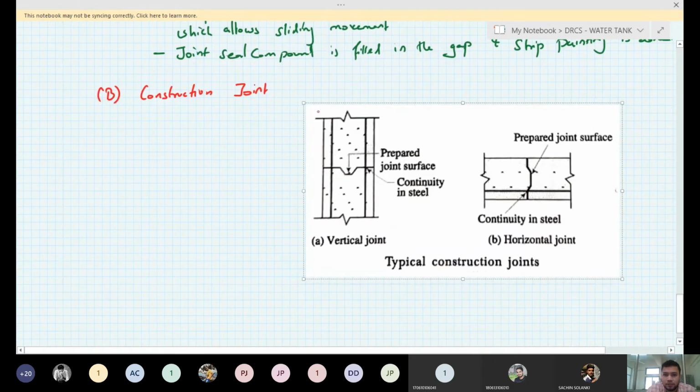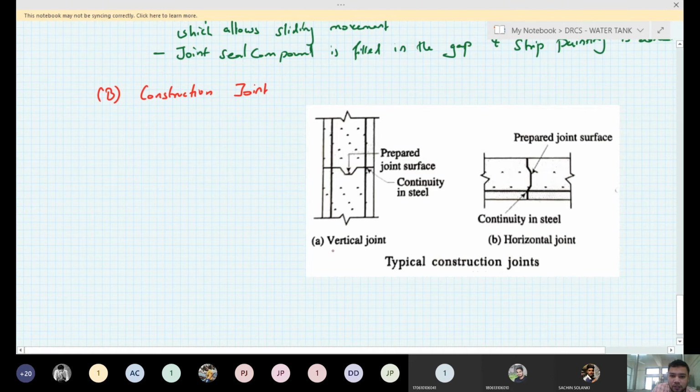Okay, as you can see, these types of construction joints are also called cold joints. When the concreting is done and we cannot have continuity in the concrete, then we can have a cold joint here. So we roughen the surface by providing some indentations here, and then the next concreting is done. This is in the vertical joints, usually in the wall.